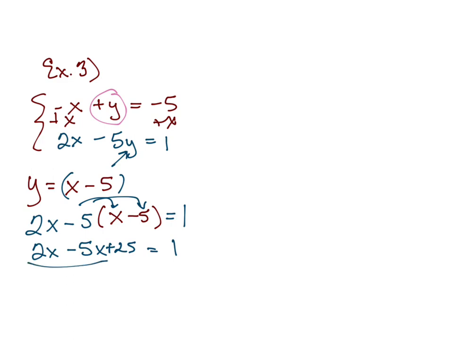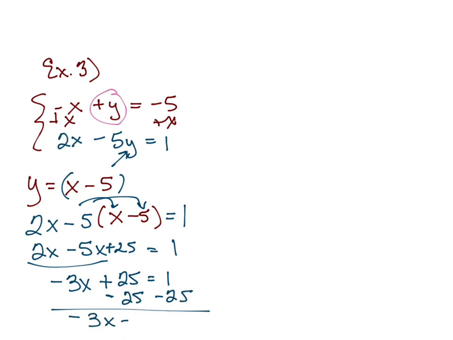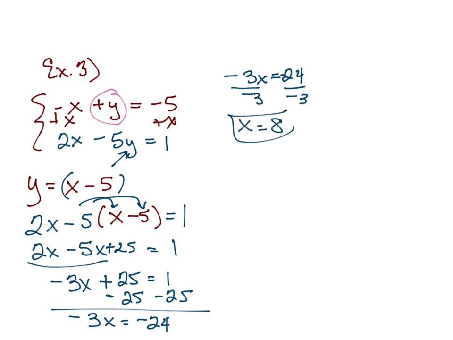Combine like terms. Negative 3x plus 25 is 1. Now what? Minus 25, minus 25. Negative 3x equals, what's 1 minus 25? Minus 24. So I've got negative 3x equals negative 24, divided by negative 3. X is 8. Hey.